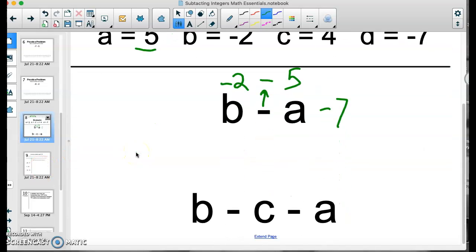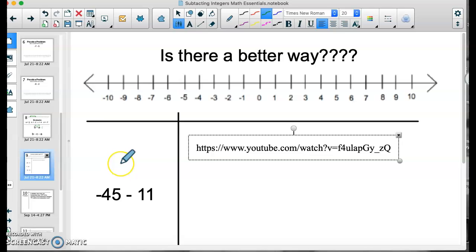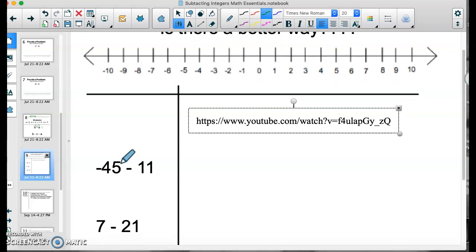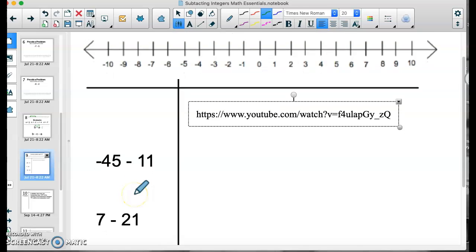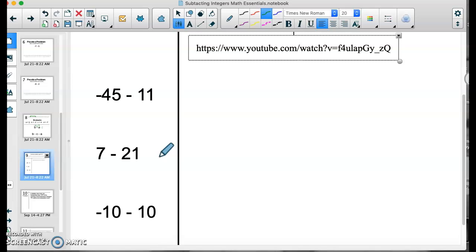Next, I'm going to have you do this, B minus C minus A. So remember, you have to substitute the letters for the numbers. All right, is there a better way? There might be. If you want, you can watch this YouTube video. From this YouTube video, just pause this, copy and paste, and watch that if you'd like. Otherwise, please answer these questions here. You can use a number line if you'd like.